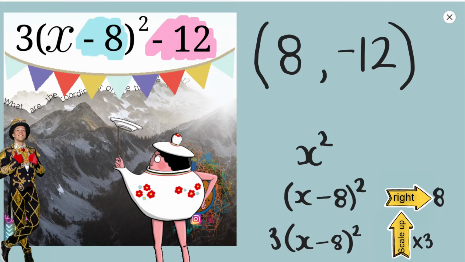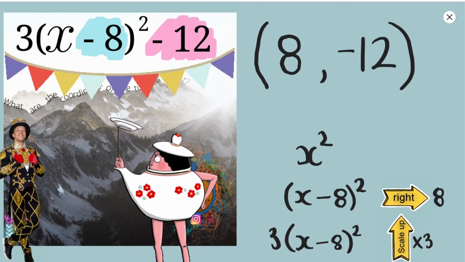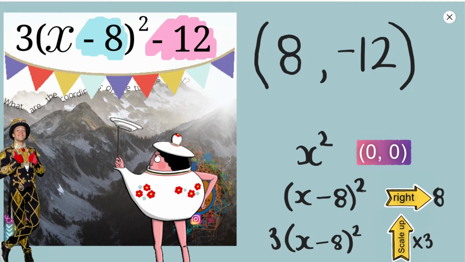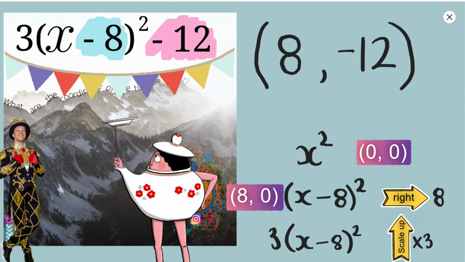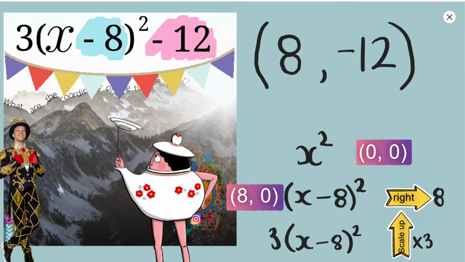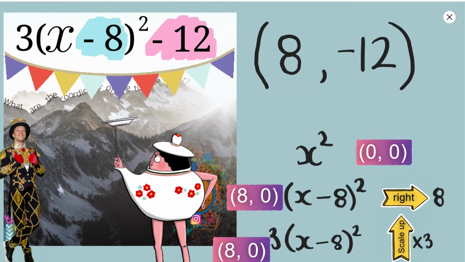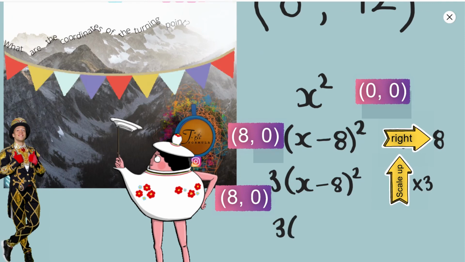If we analyze what's happening now with the coordinates as we go along, x squared has its initial minimum point at 0, 0. And the 0, 0 gets shifted along with the first transformation. It moves to the right 8. So now we are at 8, 0. And then when the 3 gets involved, it's multiplying the y coordinate by 3. And since that's already 0, it has absolutely no effect. So we still remain at 8, 0. So that's how you can see it has absolutely no effect.